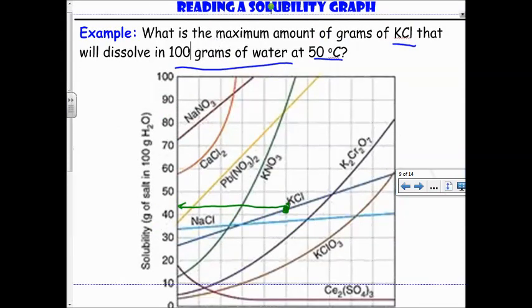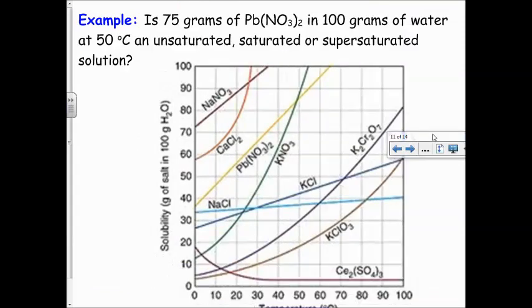If it's already per 100 grams of water, if the amount that you need is the same as on the graph, you just have to look at the graph. Is 75 grams of lead nitrate in 100 grams of water at 50 degrees Celsius unsaturated, saturated, or supersaturated?